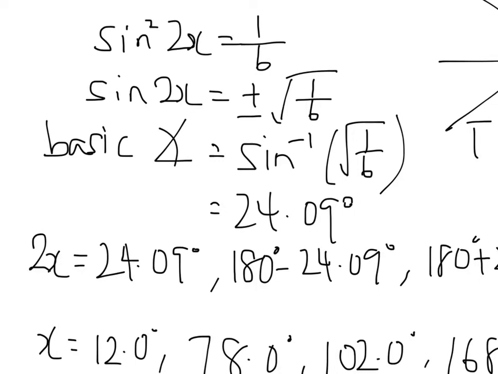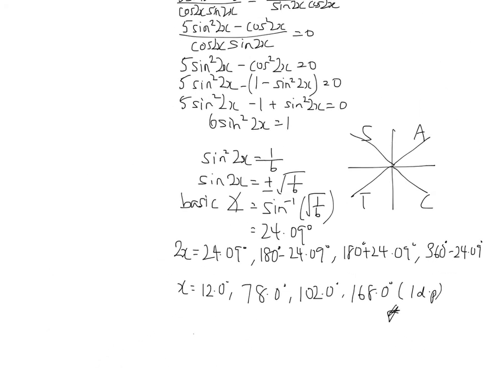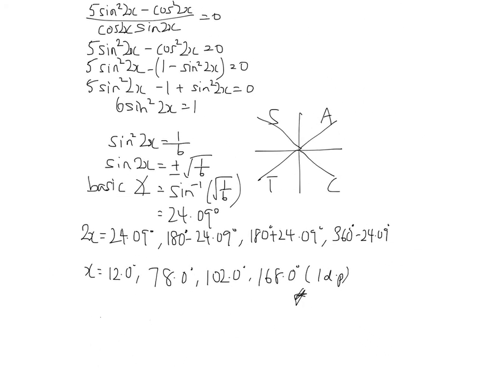So I know that my 2x is equal to these 4 answers. Okay, I'll zoom out. These 4 answers, I have answer 1, 2, 3, 4, all from these 4 quadrants over here. And to solve for my x, I have to divide by 2 for all these answers to get 1, 2, 3, 4 answers.